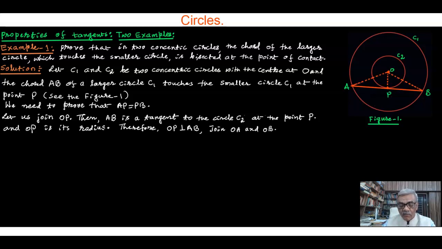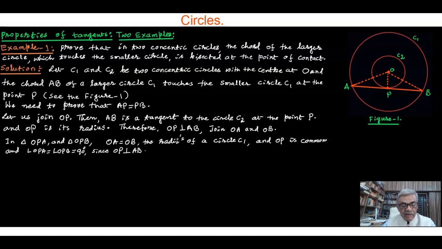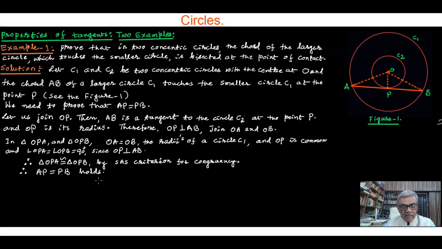Therefore, OP is perpendicular to AB by the previous theorem. Now join OA and OB. In triangles OPA and OPB, OA equals OB, the radii of the circle C1, and OP is common, and angle OPA equals angle OPB equals 90 degrees, since OP is perpendicular to AB. Thus the two triangles OPA and OPB are congruent by the SAS criterion, and therefore AP equals PB holds.